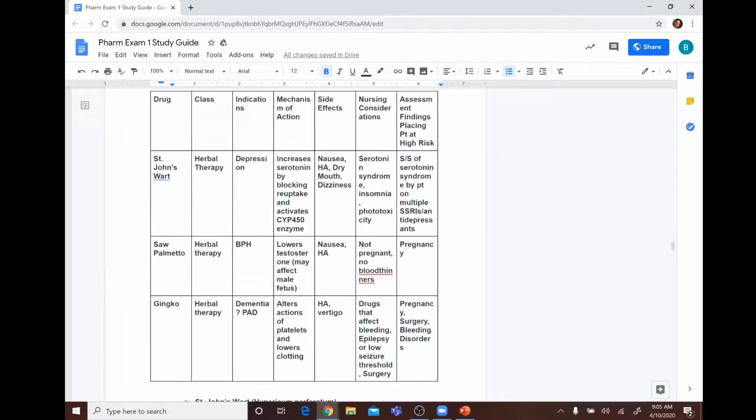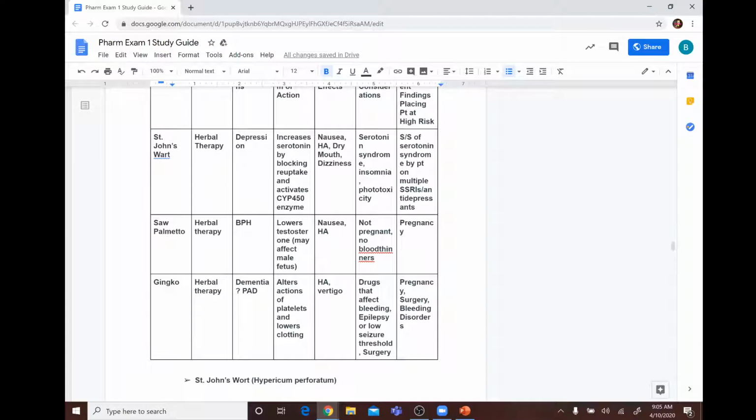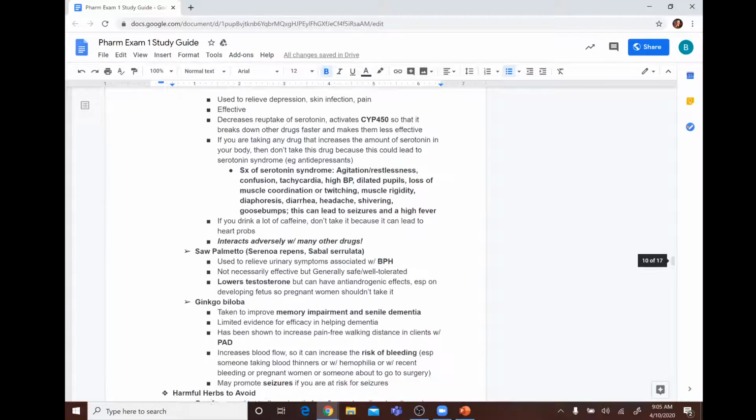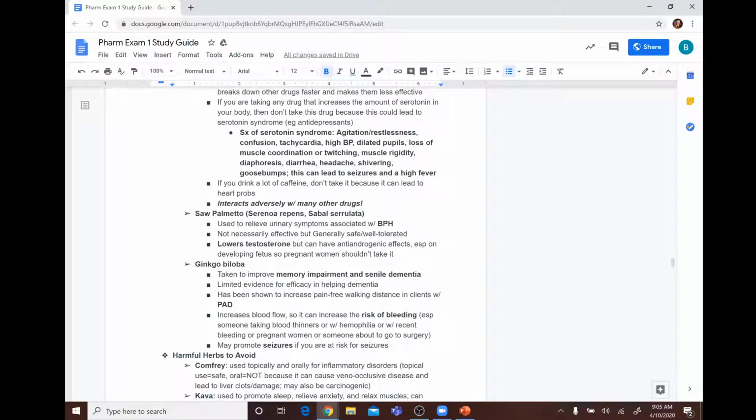Nausea and headache. What are the nursing considerations of saw palmetto? Not pregnant, no blood thinners. What are the high-risk findings that place the patient at risk when taking saw palmetto? Pregnancy.